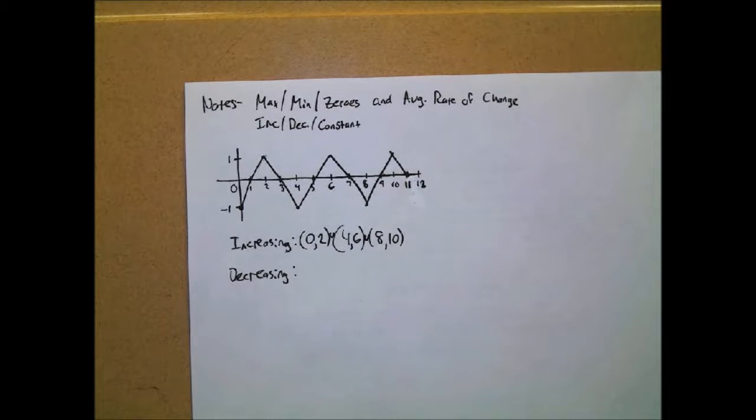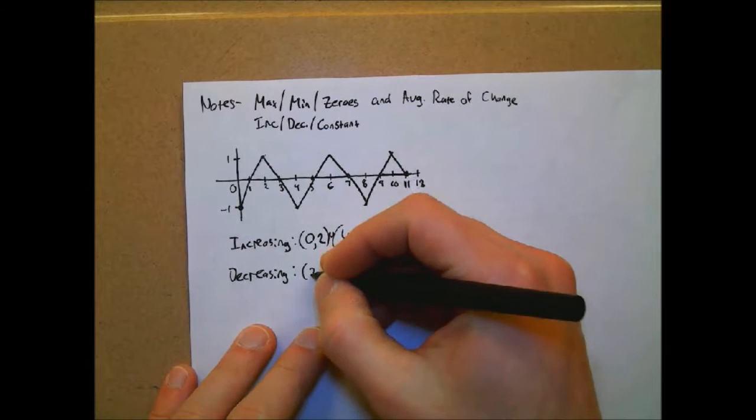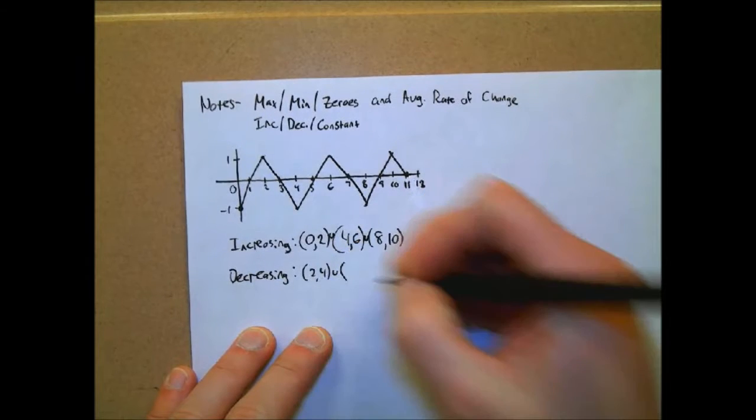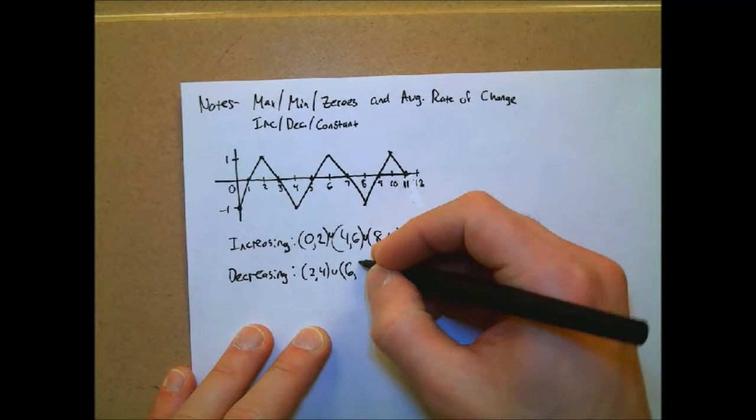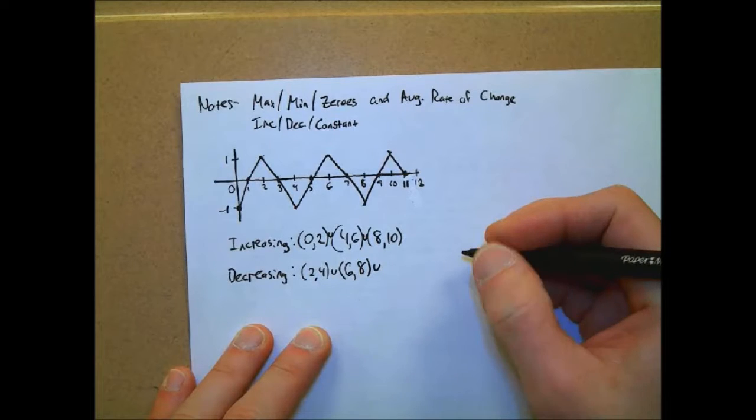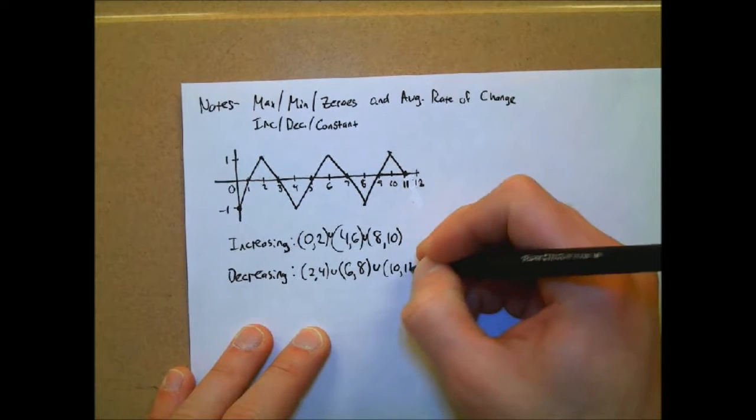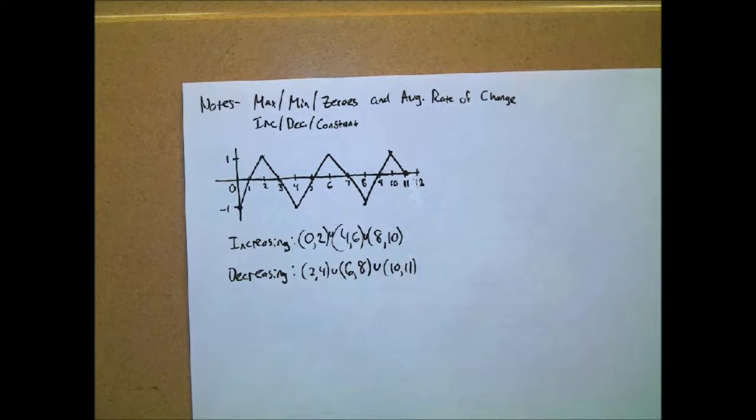Okay, let's go to Patrick then. Patrick, decreasing intervals. What'd you get here? 2 to 4, union, 6 to 8, union, 10 to 11. Very good. That's how you describe increasing and decreasing intervals.